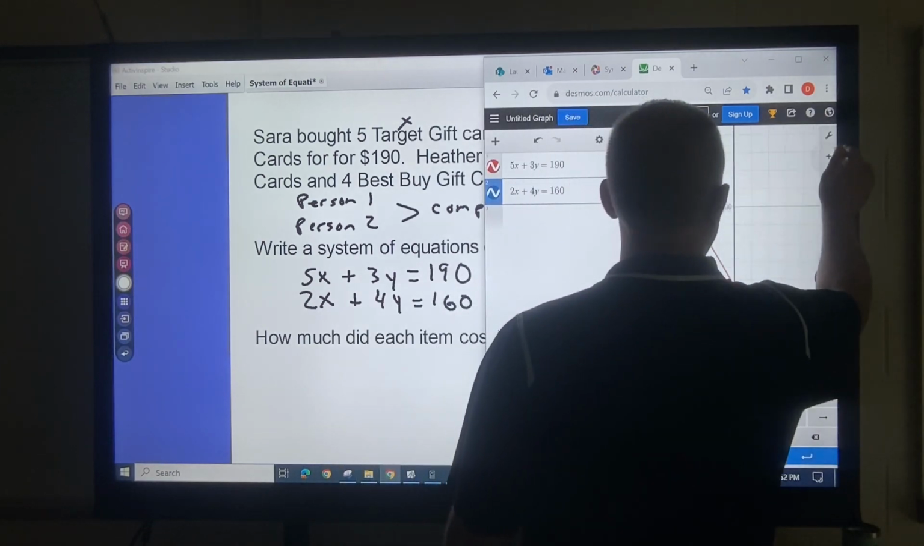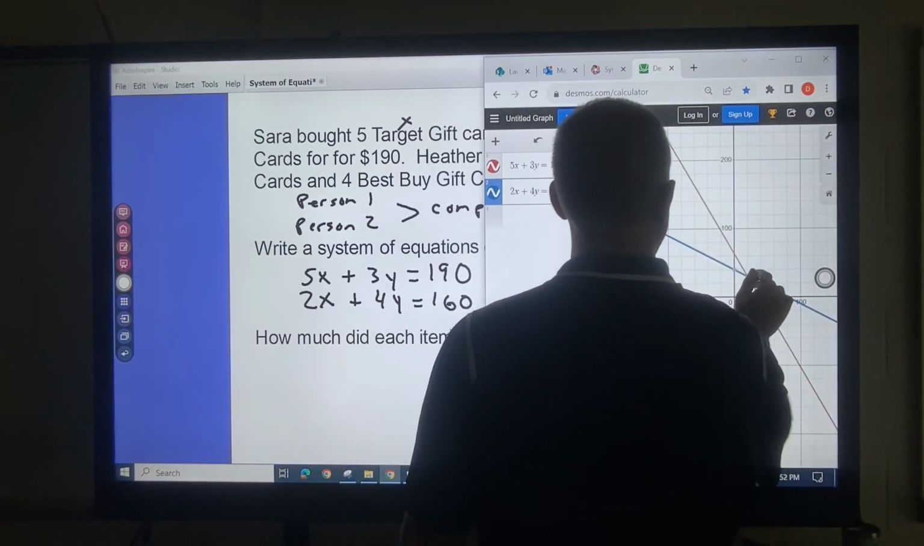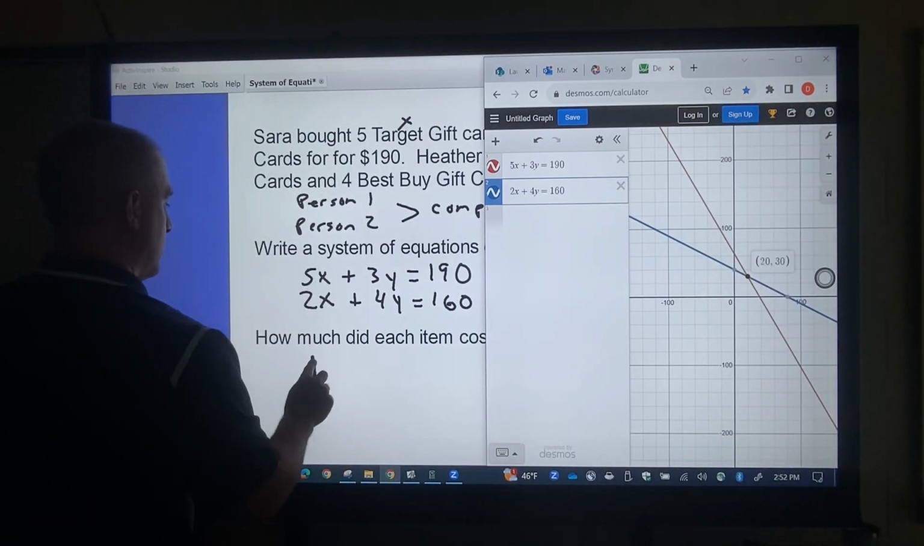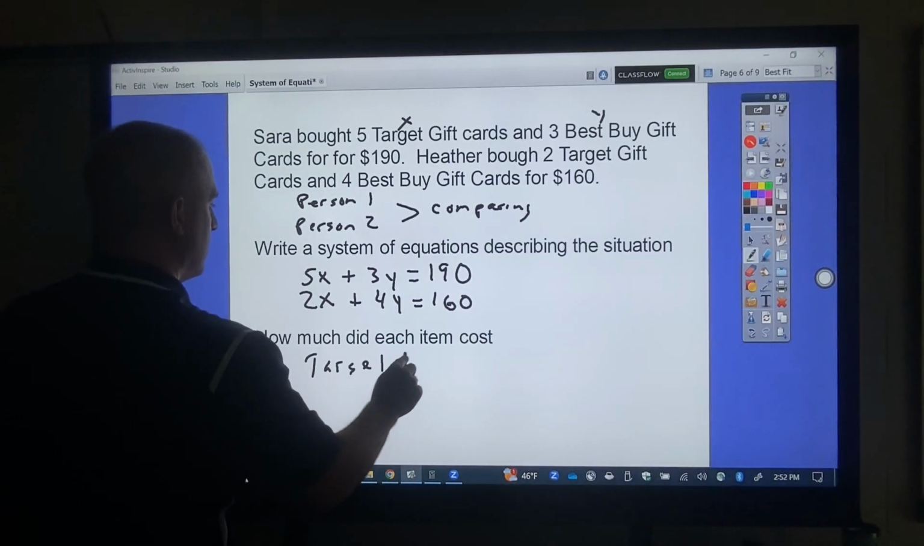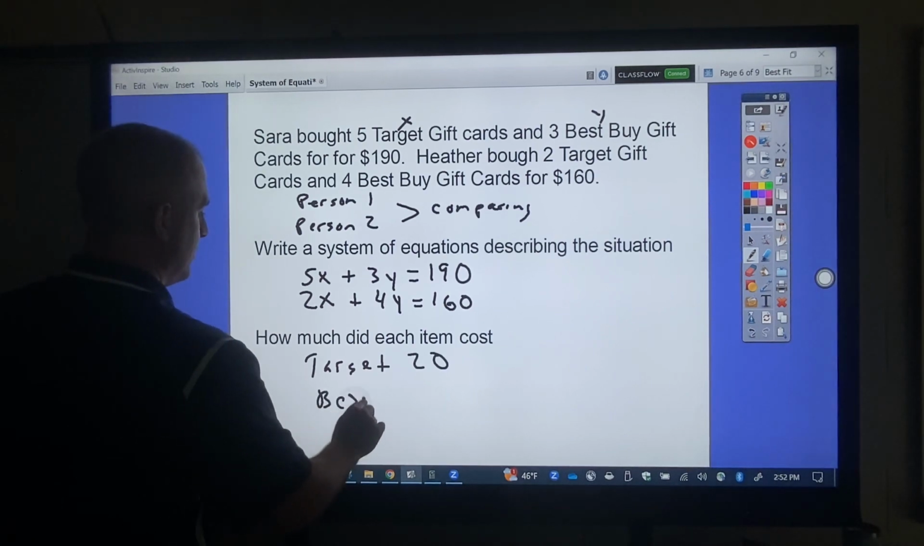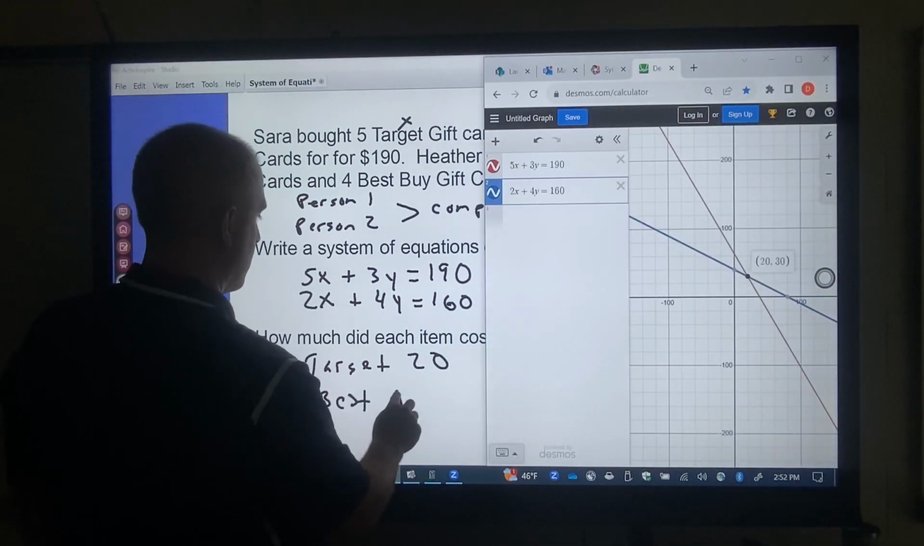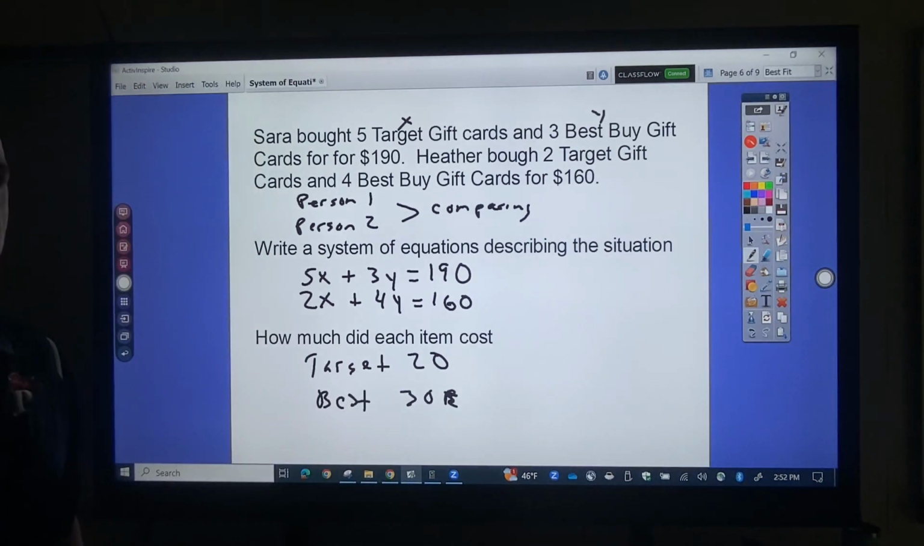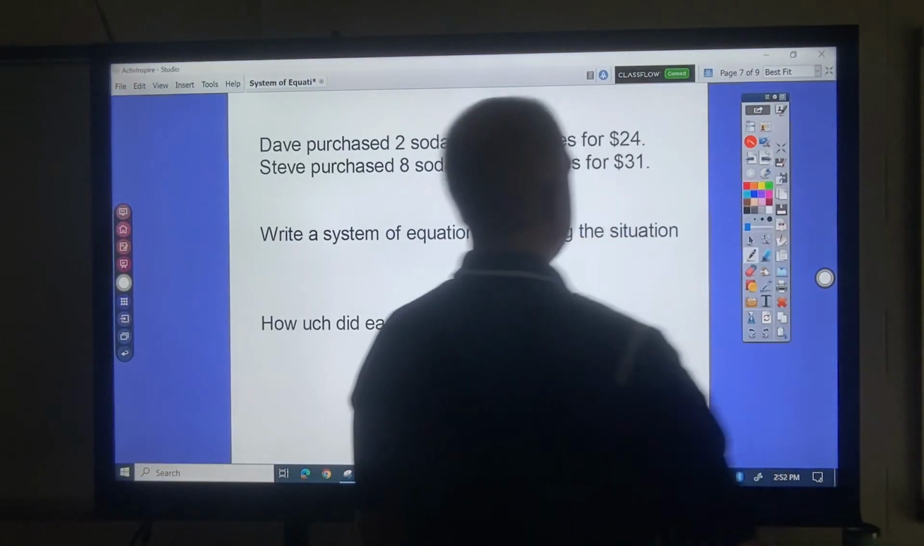Okay, I'm going to zoom in. All right, find where they cross. Okay, so basically, how much did the Target gift cards cost? Target was $20. The Best Buy ones was $30. All right, 20 for Target, 30 for Best Buy. Okay? All right, let's do another comparison.